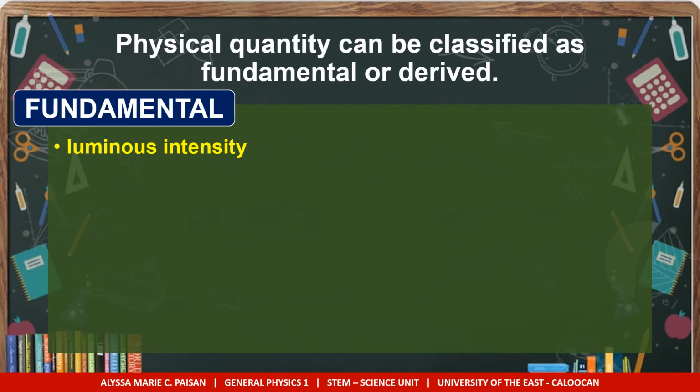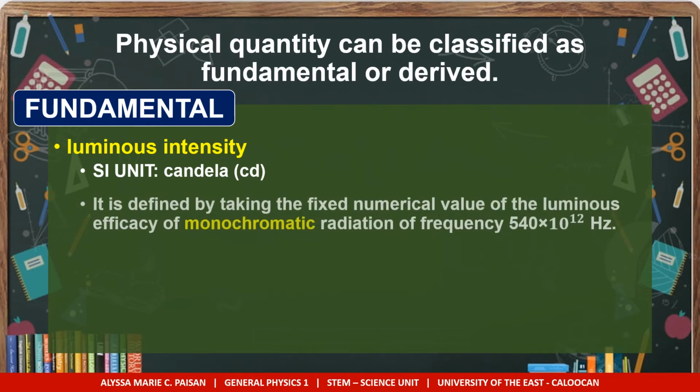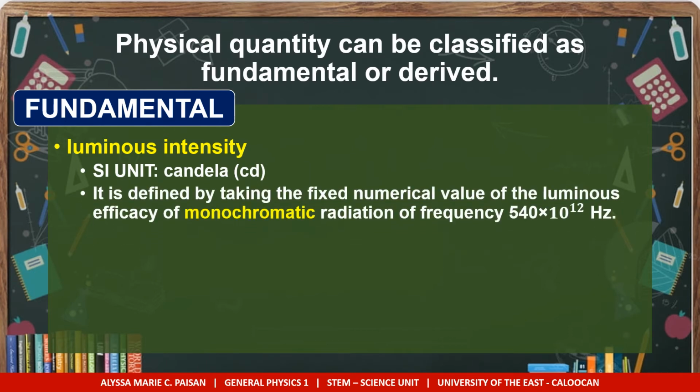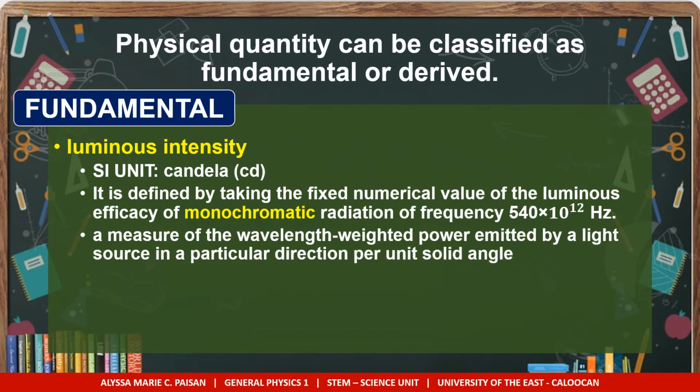Luminous intensity has the SI unit candela, shortened as cd. It is defined by taking the fixed numerical value of the luminous efficacy of monochromatic radiation of frequency 540 times 10 raised to 12 Hz. It is a measure of the wavelength-weighted power emitted by a light source in a particular direction per unit solid angle.